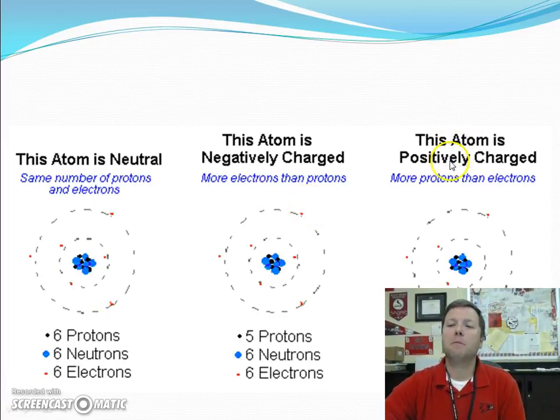The last one, this atom, is positively charged. We're back to carbon. 5 protons, 5 neutrons, but now we have 5 electrons. Sorry, 6, 6, and 5. I misspoke. So you have one more positive than you do negative. Sure enough, this atom is positively charged.